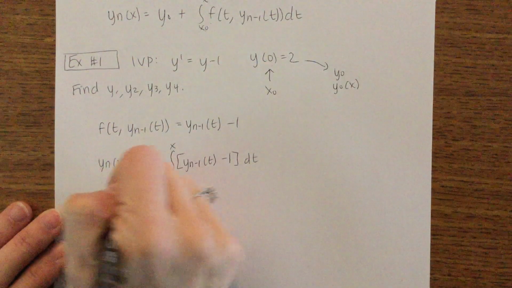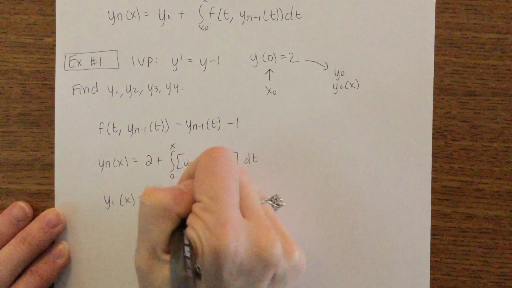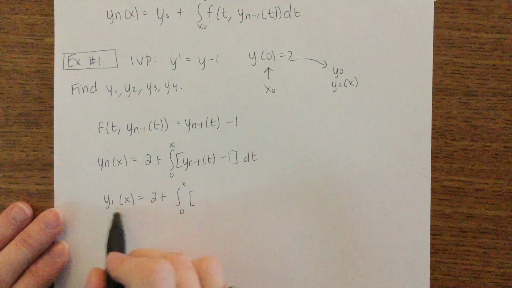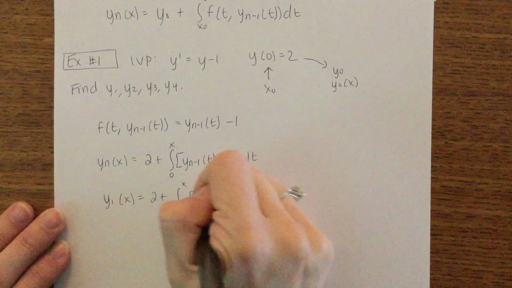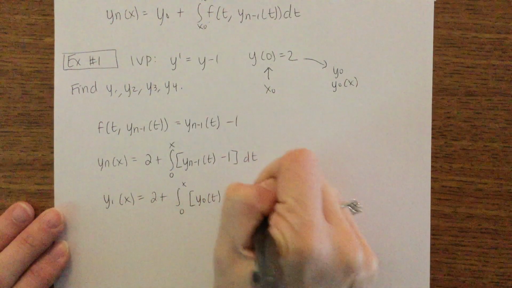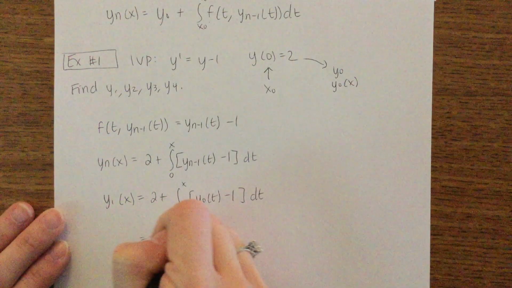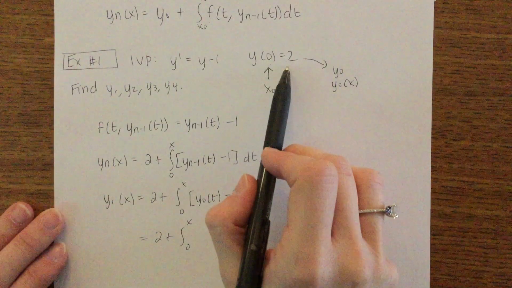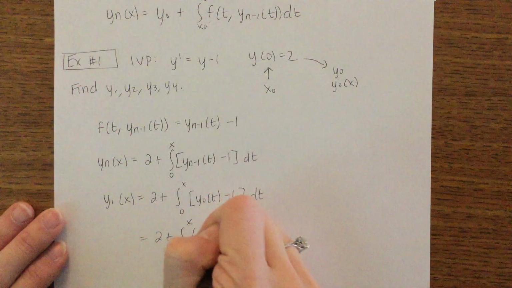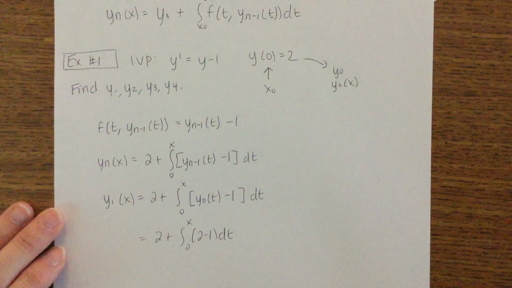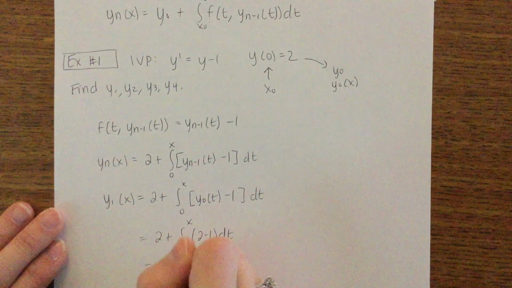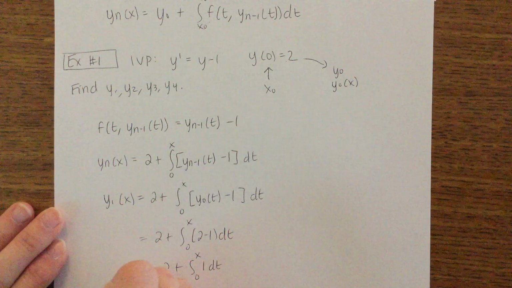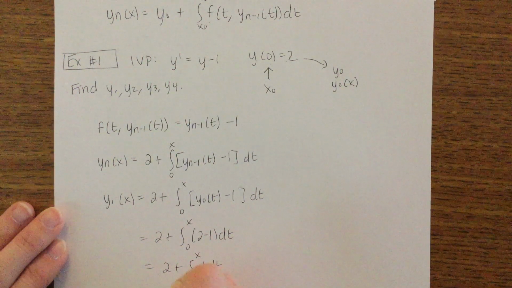Okay, so we're going to find y1 of x first. It'll be 2 plus the integral from 0 to x. If I'm finding y1, I'll be integrating y sub 0 of t minus 1 dt. Y sub 0, we decided, is what we started with, so that'll be 2 minus 1 dt. So this will be 2, and then integrate from 0 to x of 1 dt. So our y1 of x is 2 plus x.